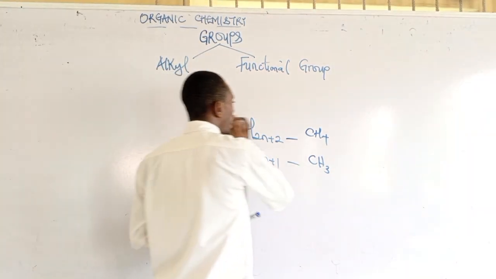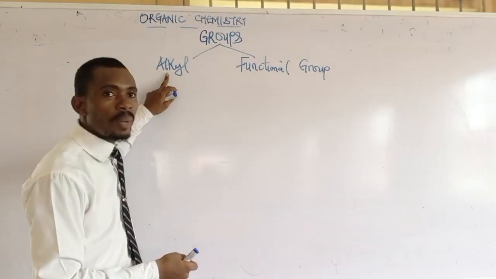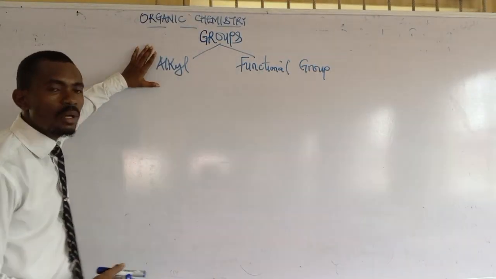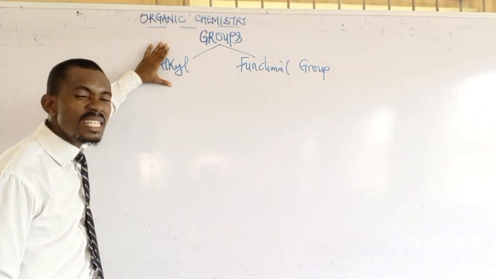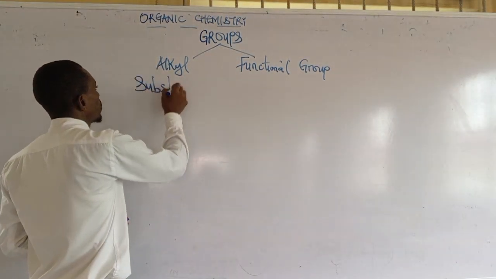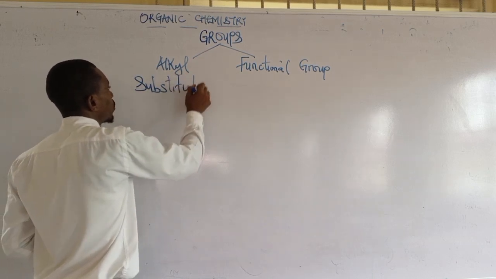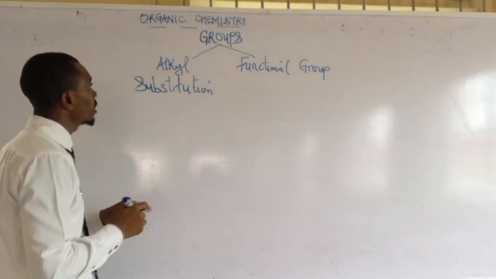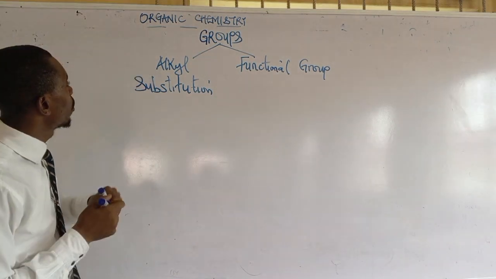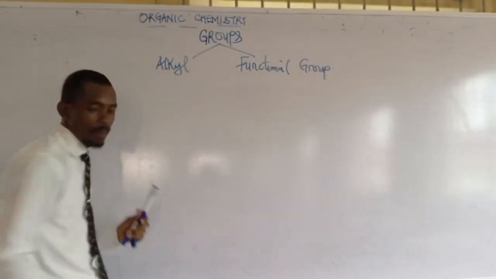So what is the function of alkyl groups? They help us to know the physical properties of organic compounds. Then the reaction that the alkyl groups can undergo is a substitution reaction. Substitution reaction is very common to them. They tell us the physical properties.